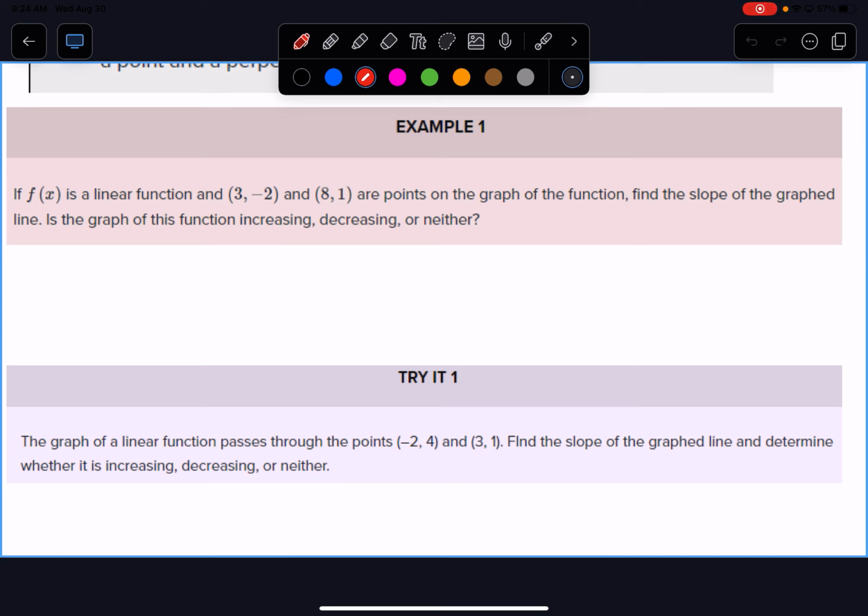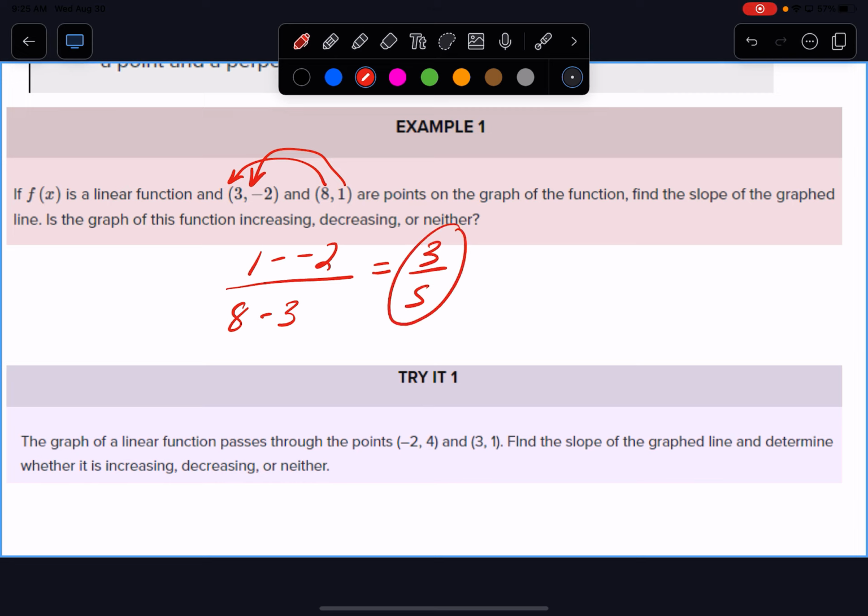It says f of x is a linear function, and these points are points on the graph. Find the slope of the graph of the line, and is the graph of this function increasing, decreasing, or neither? How do we find slope between 2 points? Subtract the y's, 1 minus negative 2, divided by subtract the x's. Way to remember, 8 minus 3. It looks like the slope on this one is 3 over 5. 3/5 is the slope. Will that be an increasing, decreasing, or neither line? It's a positive slope, so we know it's increasing.